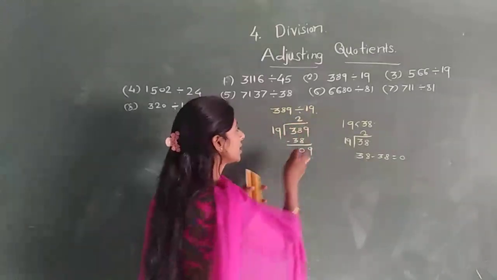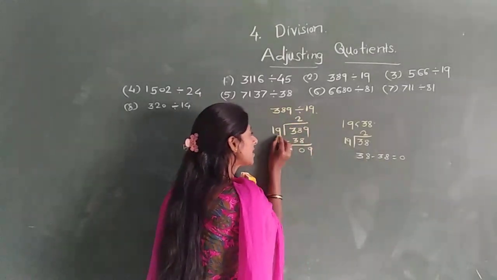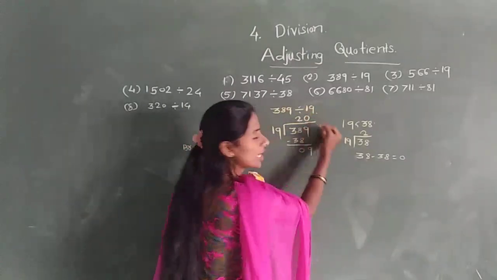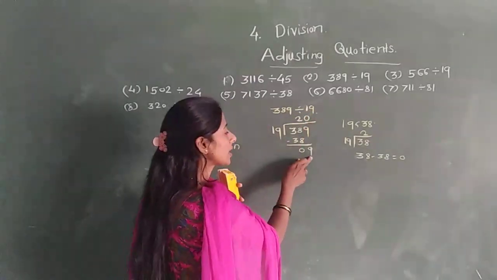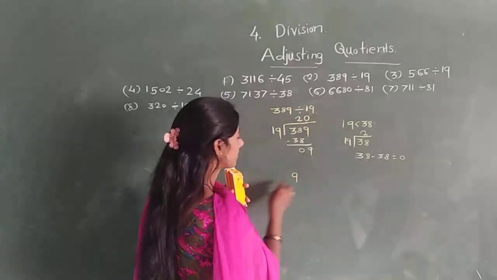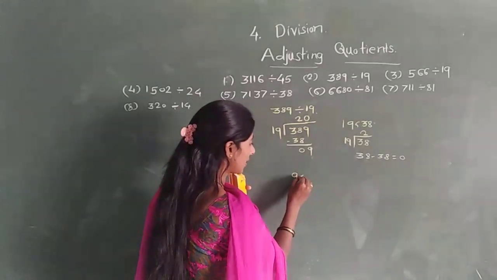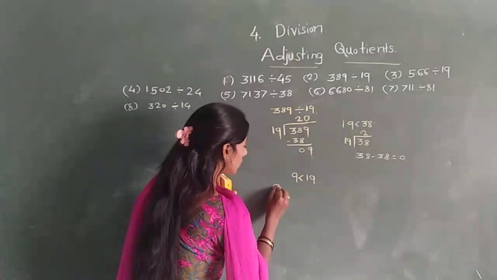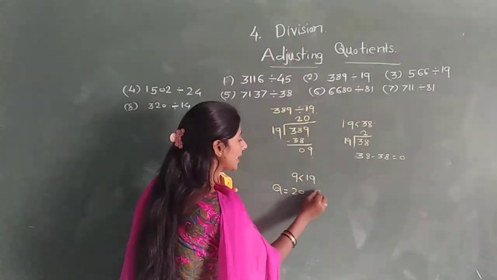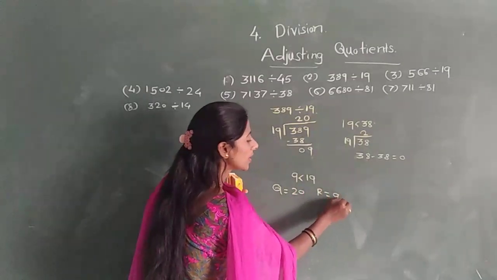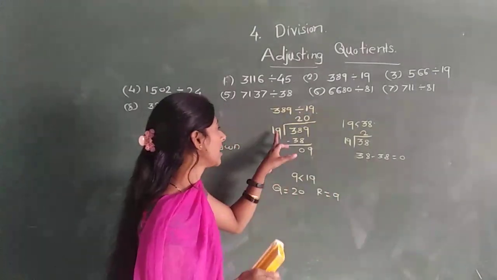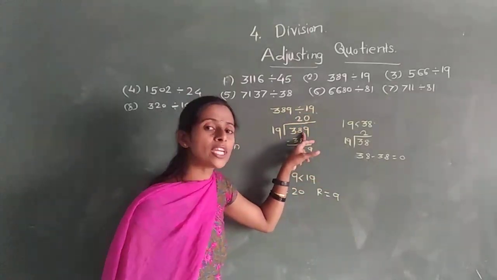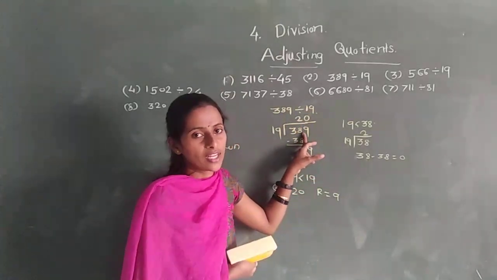So here 9 is less than 19, so first write 0 in the quotient. Okay, and 9 is your remainder, which is less than 19. So your quotient is equal to 20 and the remainder is equal to 9. Check orally: 19 times 20 is 380... 280 plus 9, that is 289, which is your dividend. This means the answer is correct.